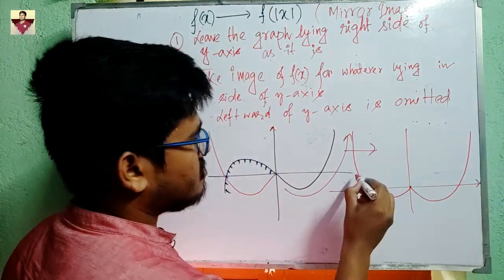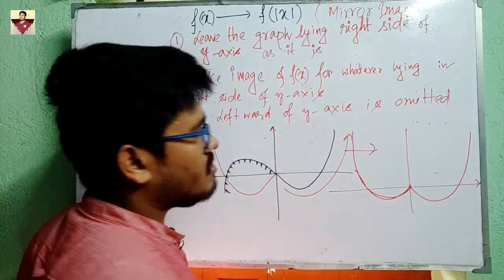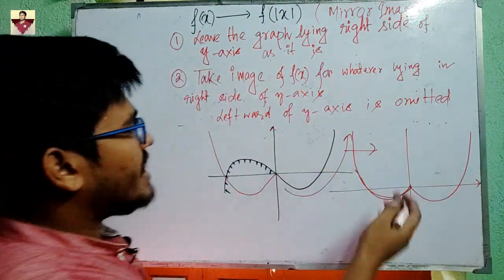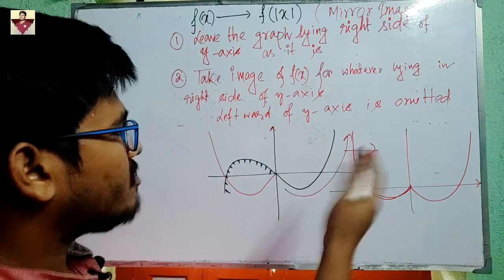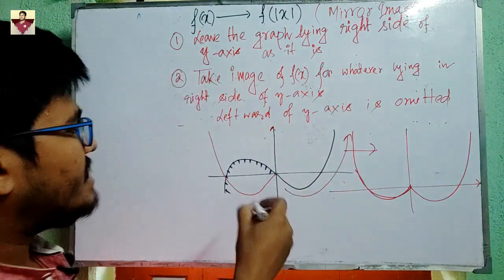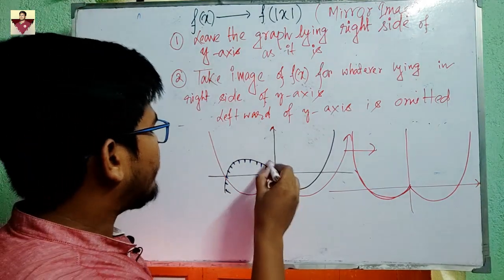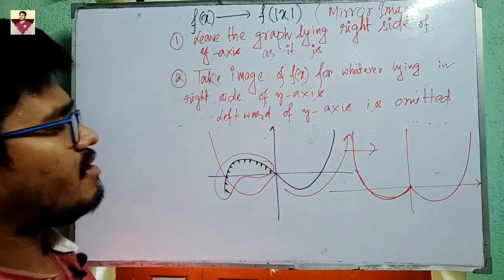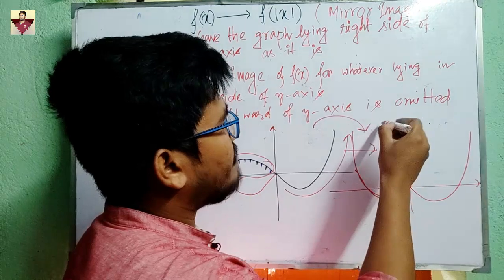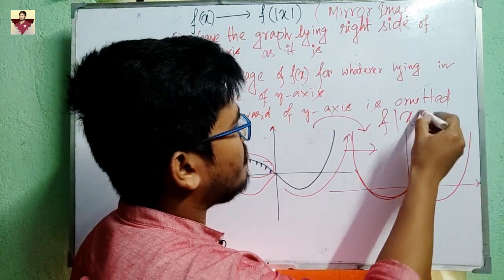So it should be exactly symmetric. Whatever is on the right side, I have taken an image on the left side about the y-axis, and whatever remains for x less than 0 in the function, that I will omit. So this part I have omitted. So this is the final graph for f of mod x.